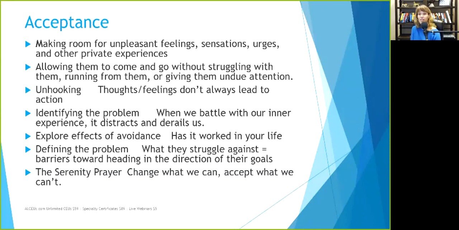Identifying the problem. When we're battling with an inner experience, it distracts us and derails us. So if we're debating over something and just constantly going back and forth, it's been scary before, but we know we've got to do it. And, oh my gosh, I don't want to do it. Going to a reunion with Uncle Bob. Maybe you don't want to go because you know he's just going to get drunk and be loud and obnoxious. You can dread it and battle it and think about it and perseverate on it, but that just uses a lot of energy. So it goes back to that question of at what cost?